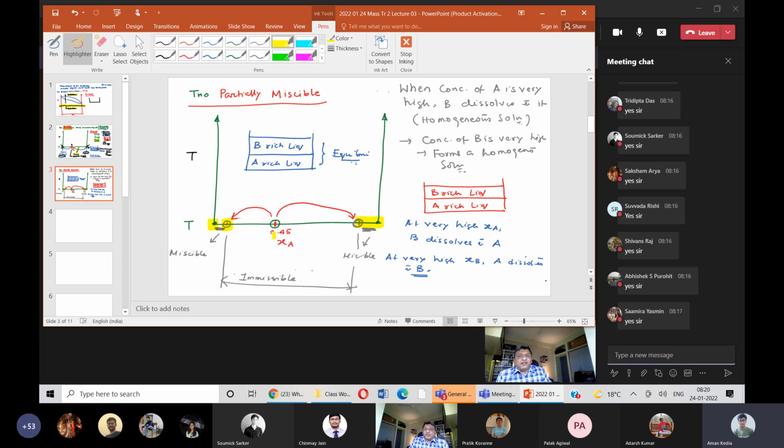So again, like our previous consideration, this point actually is more of a mathematical point. It does not exist physically, right? It splits up into these 2 compositions. One is a B-rich liquid and one is an A-rich liquid. Please don't get carried away under any circumstances that B-rich has to be on the top and A-rich has to be on the bottom, or that there will be a stratified layer. There is absolutely no guarantee. It can be a dispersion also.